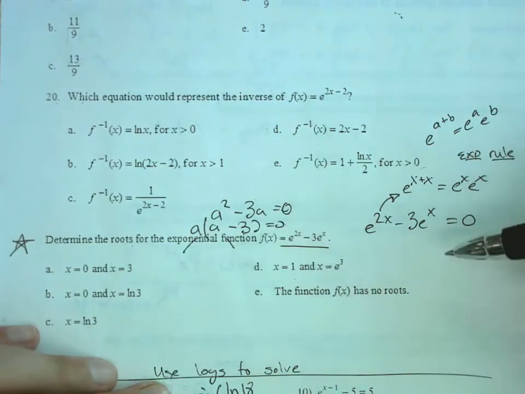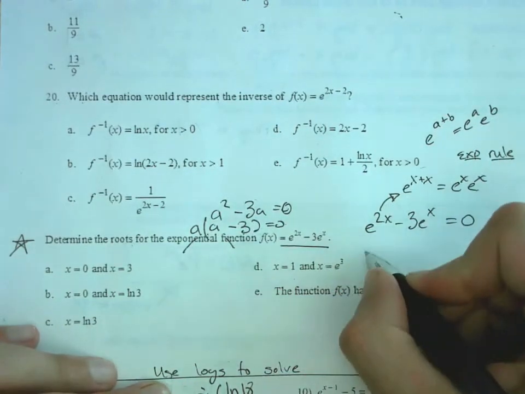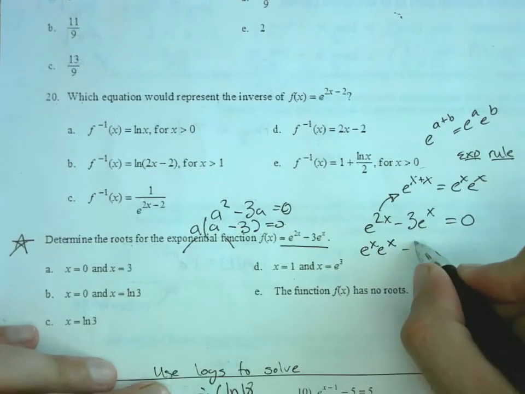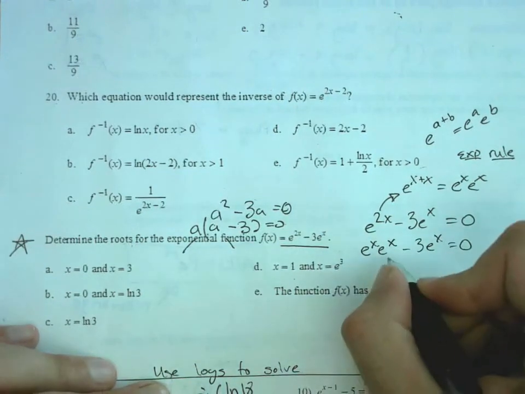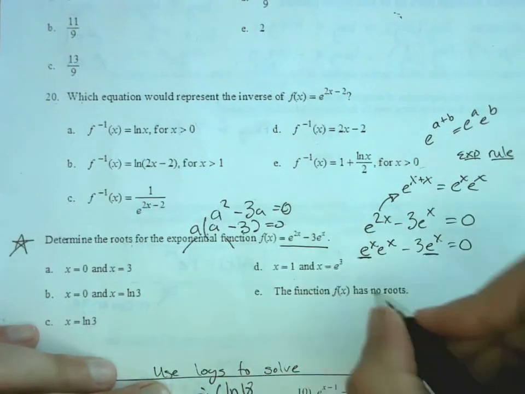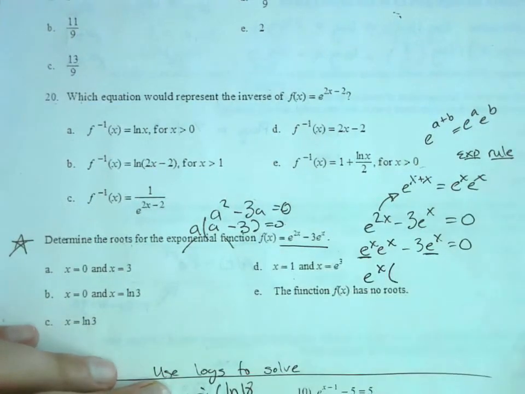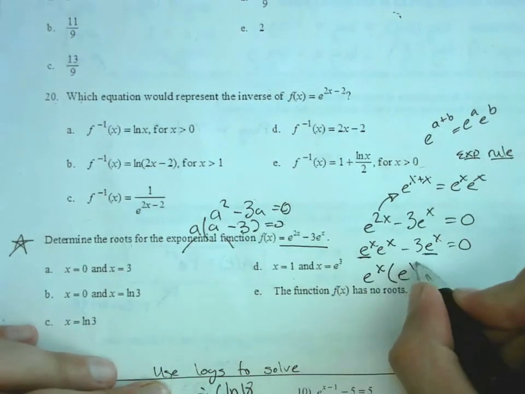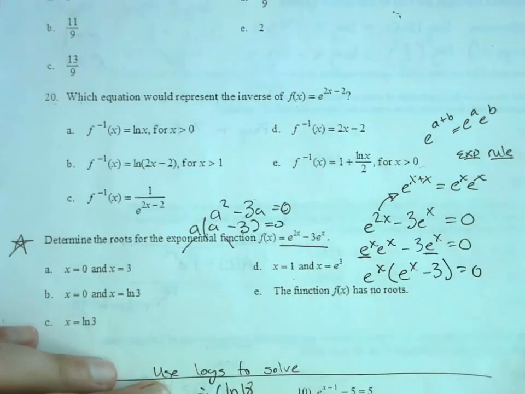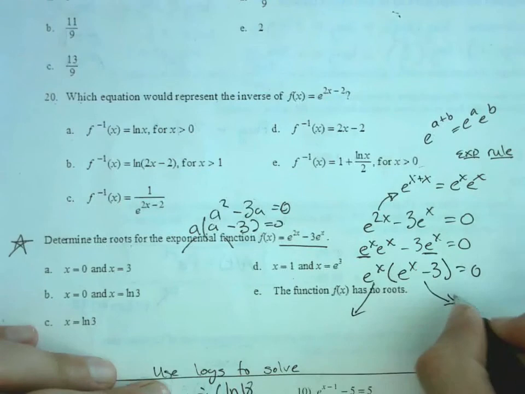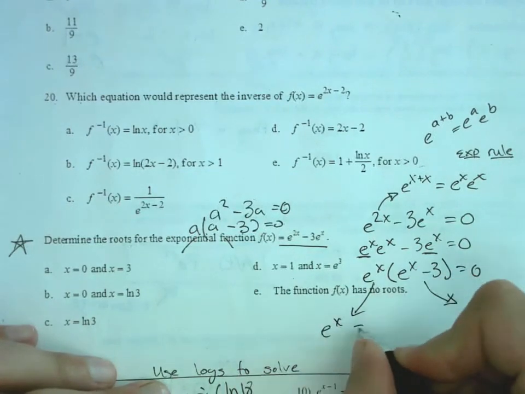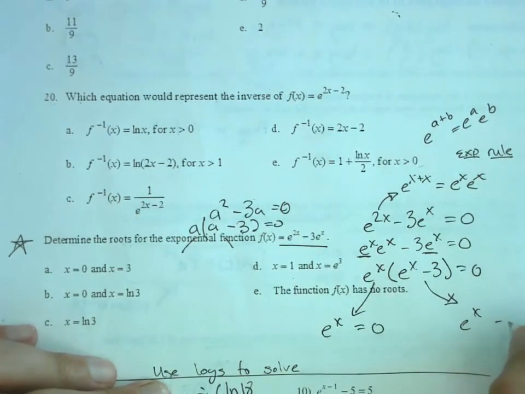So let's go ahead and use this rule now. I'm going to rewrite this as e to the x times e to the x minus this stuff. What do these have in common? That's right, they have an e to the x in common, so I'll take these e to the x's out. What's left? That's left, e to the x minus 3 equals 0. And you know what to do from here. That's exactly right. I'm going to set this equal to 0 and that equal to 0. And e to the x minus 3 equals 0 is the same as e to the x equals 3.